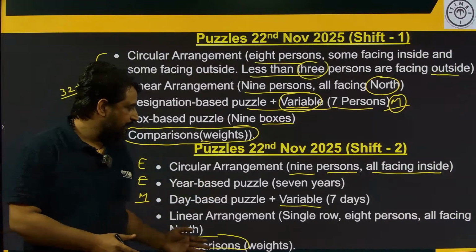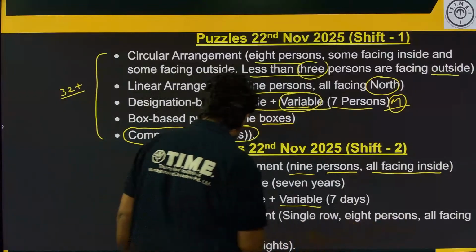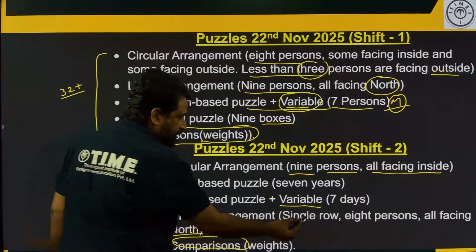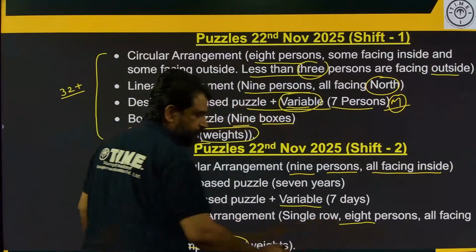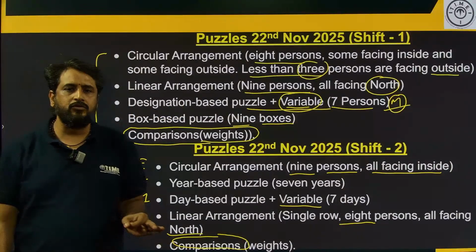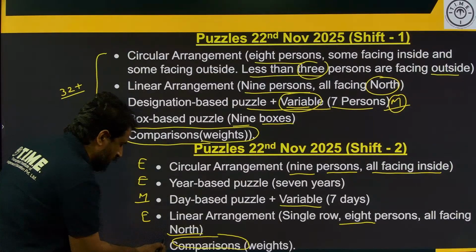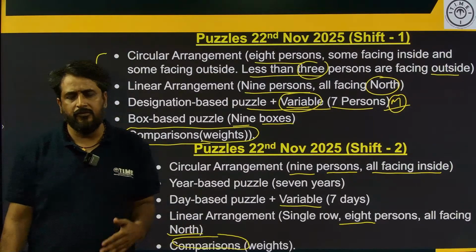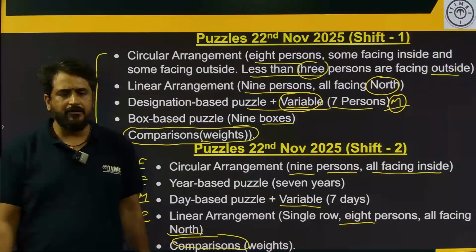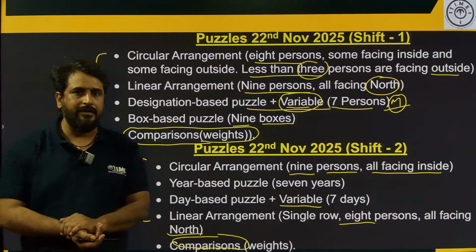Okay, next linear arrangement, a single row, 8 persons, all facing a single direction, north. Simple 8 persons arrangement, very simple. Students were able to do it in less than 2 to 3 minutes. Very easy set and straightforward. And comparisons, ordering and sequencing questions are given in almost every slot, and you know the level of difficulty, right? No need to tell that. Always they will give you easy only.